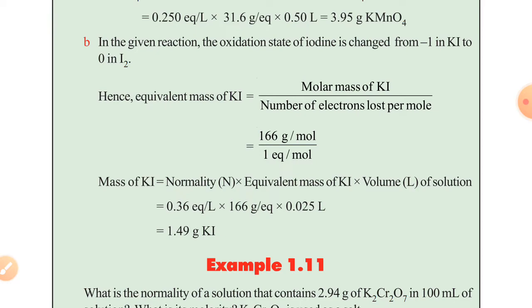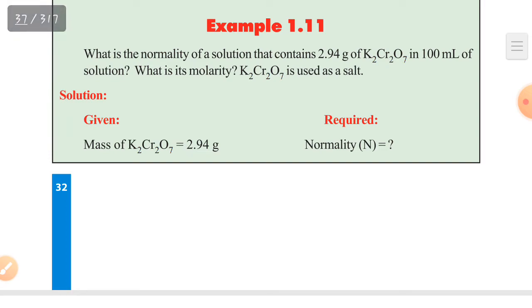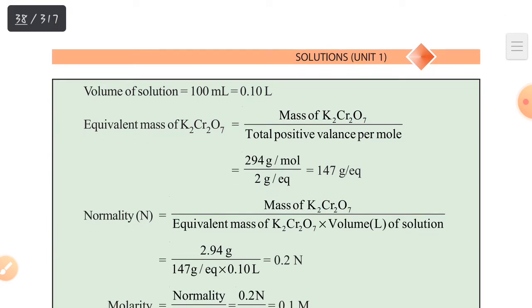Okay, example 1.11, what is the normality of a solution that contains 2.94 gram of potassium chromate in 100 milliliter of solution. The mass we have is 2.94 gram. What we want is normality. The volume of solution is 100 milliliter, which converted is 0.1 liter. Equivalent mass is equal to mass over total positive valence per mole. So 294 over 2, I think 147. Normality is like this one. You can do like this, okay?